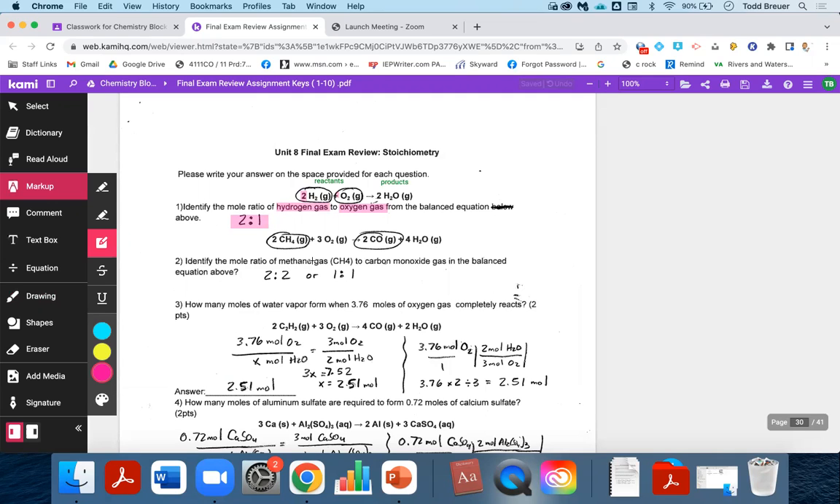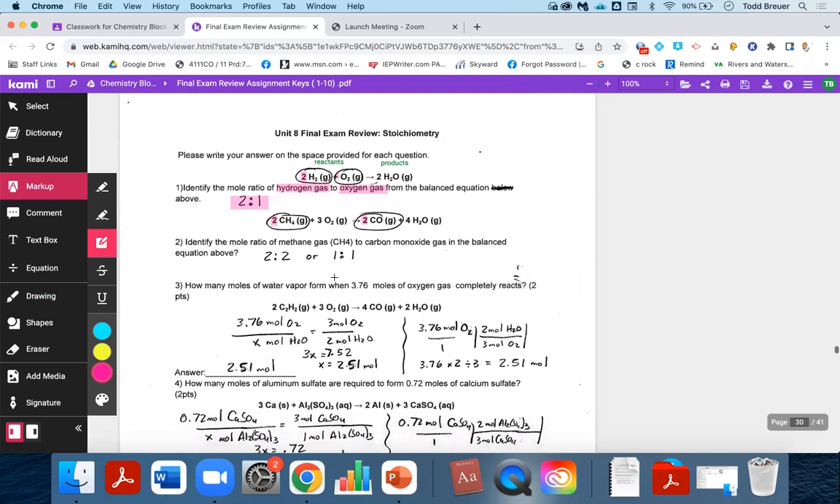If we look at number 2, it's asking for the mole ratio of methane gas, CH4, well, there it is, 2, to carbon monoxide gas. Carbon monoxide is CO. Remember, H2O would be water, O2 would be oxygen. So it looks like the ratio is 2 to 2. You could either say 2 to 2 or a simpler reduced version of that, 1 to 1. So identifying mole ratio is relevant to being able to deal with what we call stoichiometry relationships.